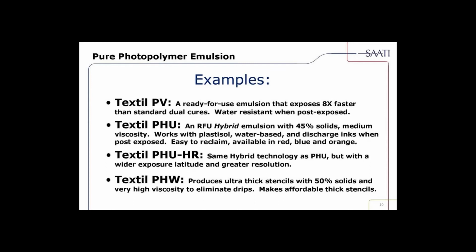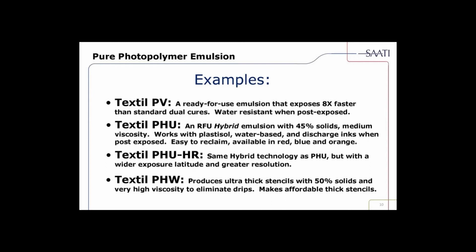Textile PHU is an RFU, and that means ready-to-use hybrid emulsion with 40% solids, medium viscosity. Works with plastisol, water base, and discharged inks when post-exposed. When exposed properly, this isn't easy to reclaim, and it's available in red or blue. It does say orange on there, but I truly believe we've kind of let that color go.